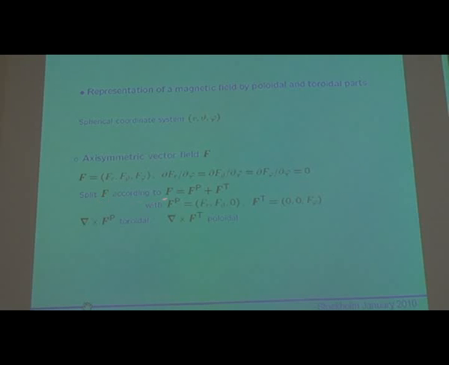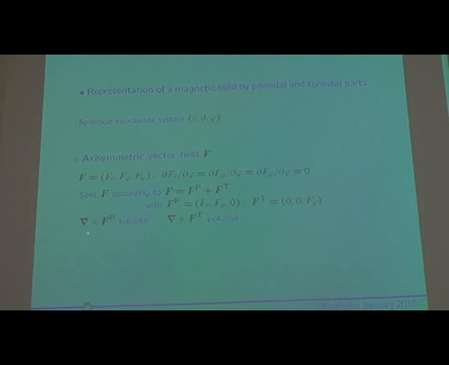Then you can split F into a poloidal and a toroidal part, and can define these parts in this way. The poloidal part lies completely in meridional planes, has no phi component, and the toroidal part is completely perpendicular to it. That means it has only a phi component. These parts have a lot of very interesting properties. So, for example, the curl of F poloidal is always toroidal, and the curl of F toroidal is always poloidal.